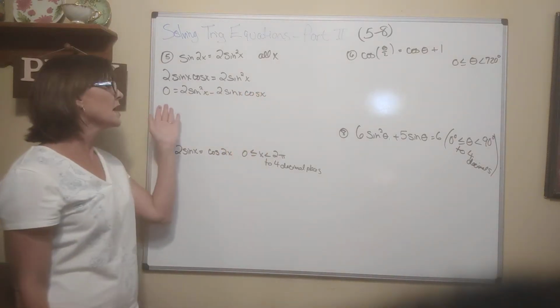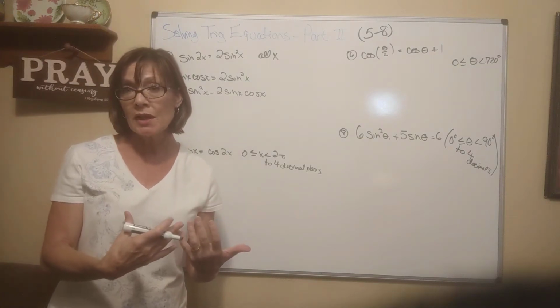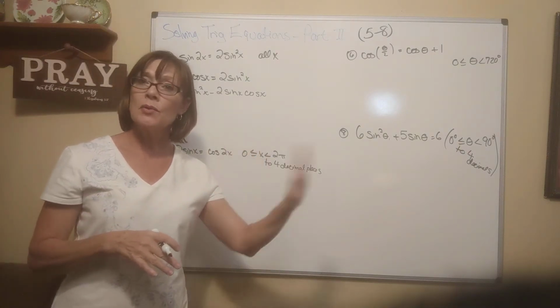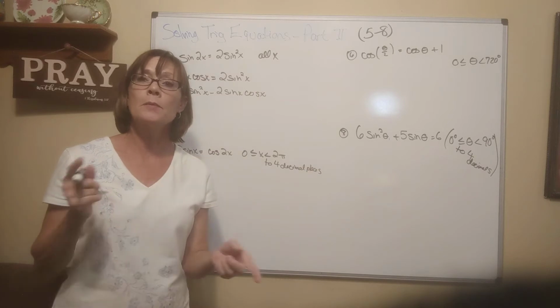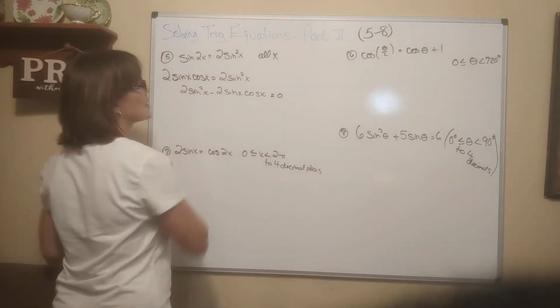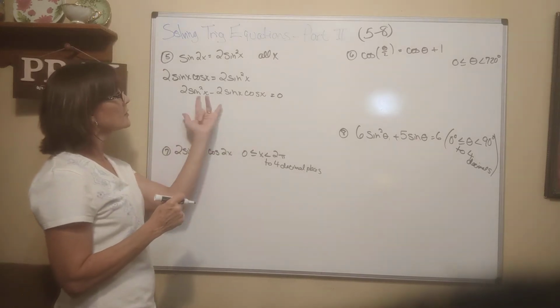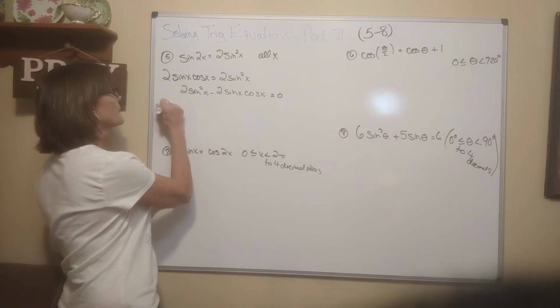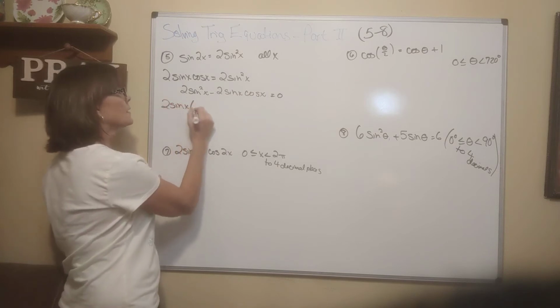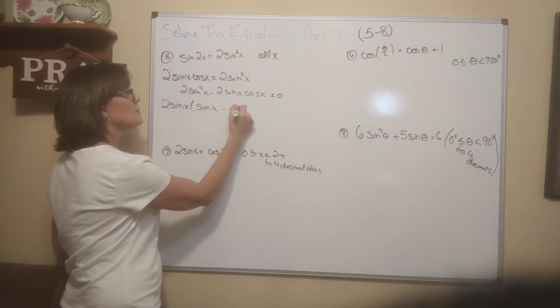Now, a 0 on the left is the same thing as a 0 on the right, but I am not comfortable with it on the left. So if you don't like it on the left, you can put it on the right. That's called the reflexive property. And so I'm going to take advantage of that because that makes me feel better. I'm going to factor out my common factor of 2 sine x, leaving me with sine x minus cosine x.